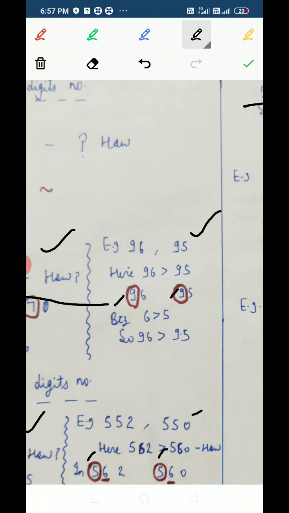The next digits are 6 and 5. In 96, the second digit after 9 is 6, and in 95, the second digit after 9 is 5. And we all know that 6 is greater than 5. So what will be the conclusion? 96 is greater than 95. So I hope you can easily find out the bigger number in the case of 2-digit numbers.